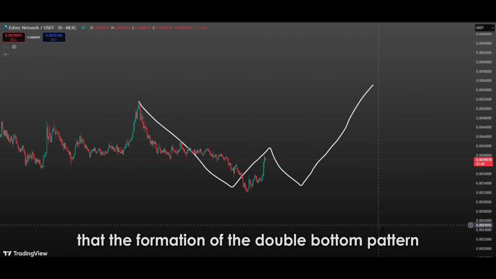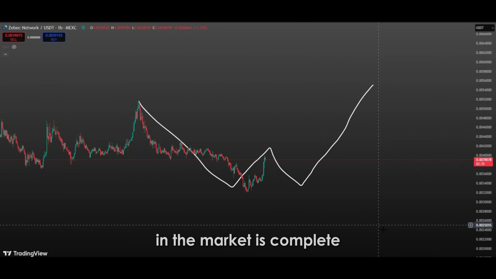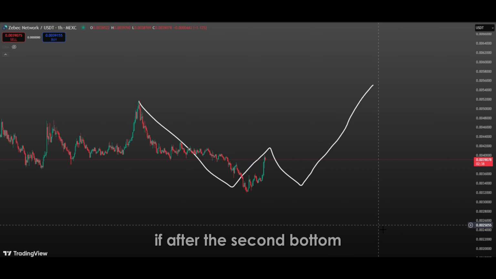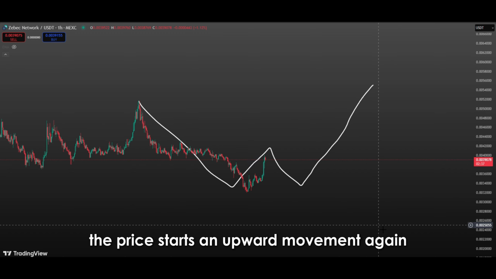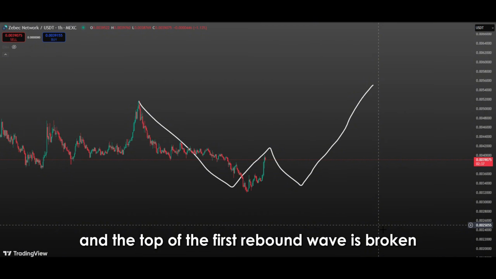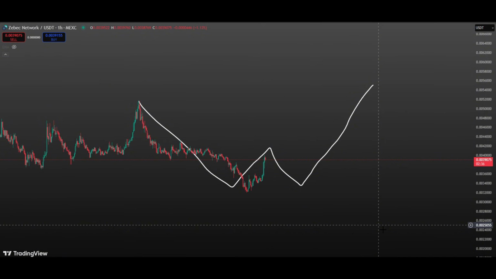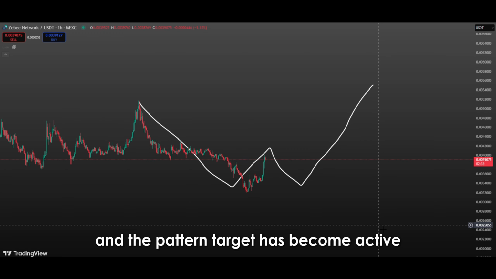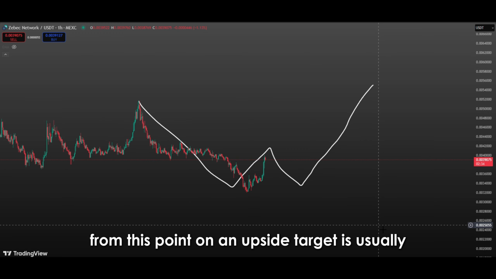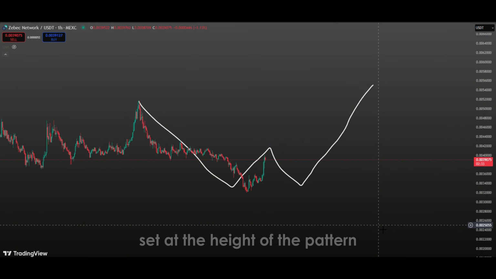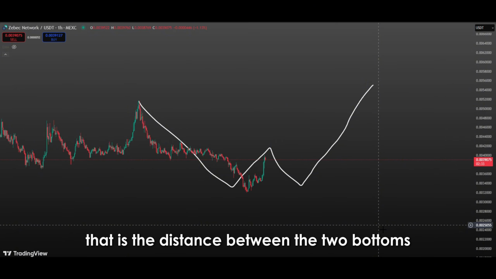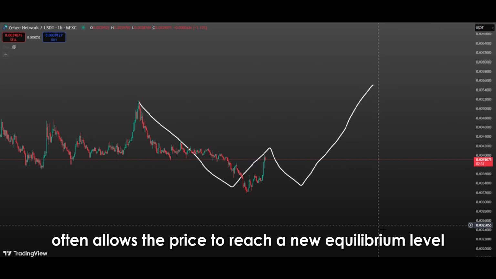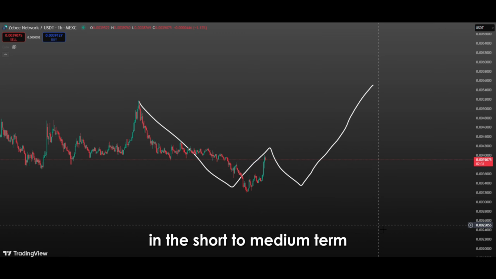This indicates that the formation of the double bottom pattern in the market is complete and the W pattern is about to be confirmed. If, after the second bottom, the price starts an upward movement again and the top of the first rebound wave is broken, this means that the W pattern is now complete and the pattern target has become active. From this point on, an upside target is usually set at the height of the pattern. That is the distance between the two bottoms. This target often allows the price to reach a new equilibrium level in the short to medium term.